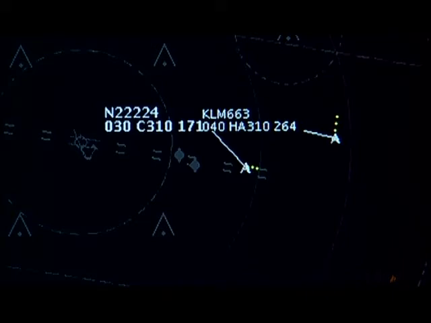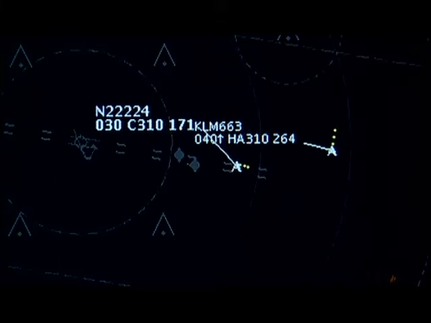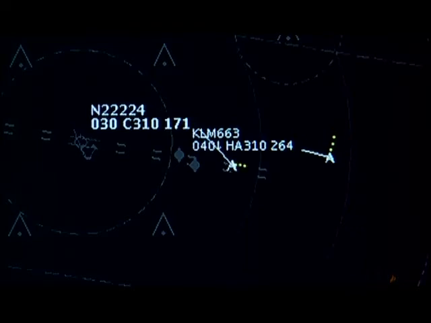November 224, maintain maximum forward speed until Woody. Maintaining maximum forward speed until Woody, number 224. KLM 663 Heavy, maintain slowest practical speed until Woody. Roger, maintaining slowest practical speed until Woody, KLM 663 Heavy.